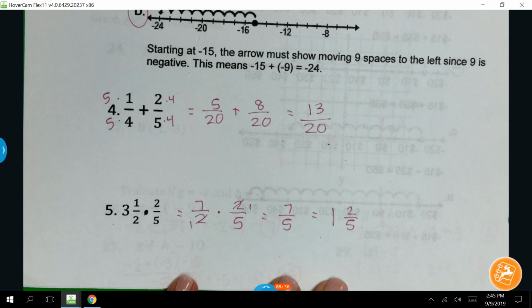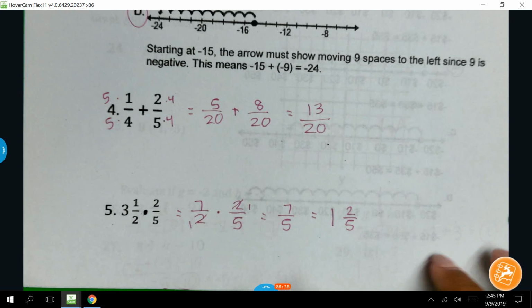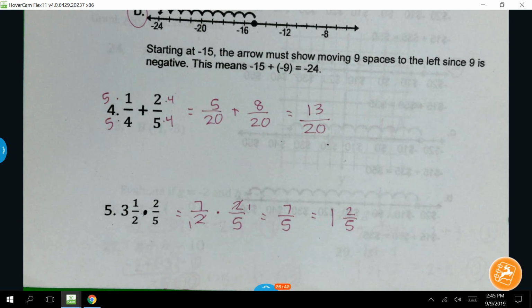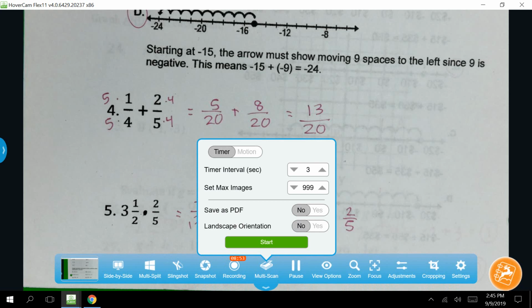Questions on any of that? This answer key and this video will be on Google Classroom that you can study tonight and tomorrow. Okay? Any questions? When is this test? Tomorrow. Wednesday. It's on Wednesday.